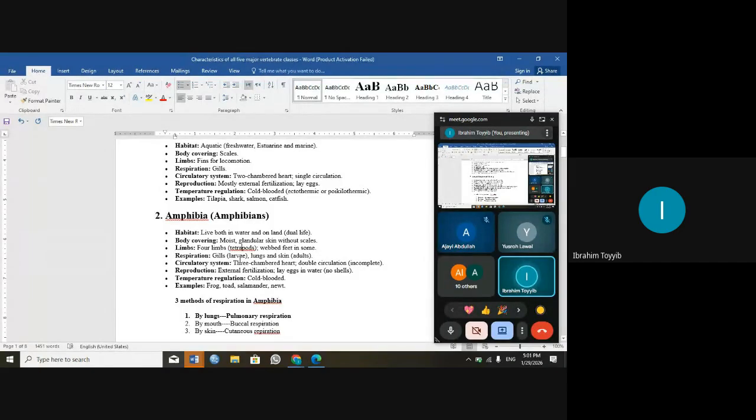Respiration is by gills at their young stage. The young stage of amphibia is called what? Who can tell us? Tadpole. So tadpoles use gills.